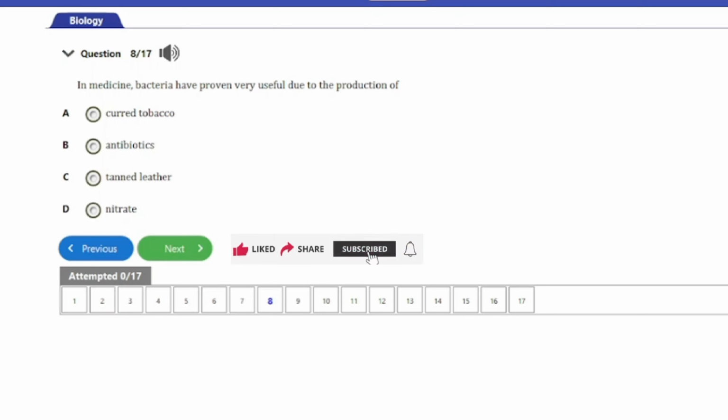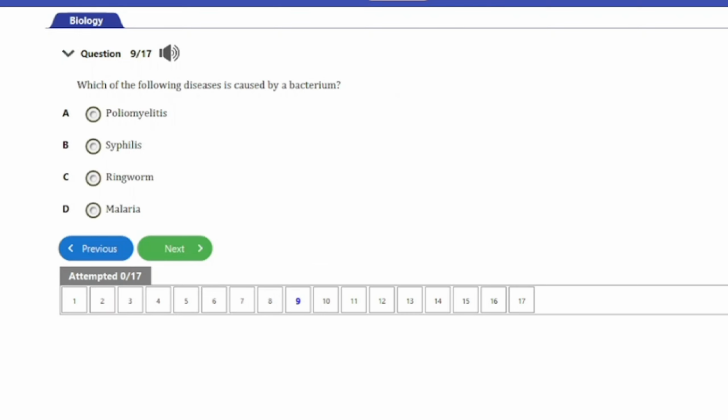So that's it for that question. Let's go ahead and consider the next question, guys. That's question number 9 here. It says, which of the following diseases is caused by a bacterium? We have A. Poliomyelitis, B. Syphilis, C. Ringworm, D. Malaria. So guys, the bacterial disease here is syphilis, and that's option B here.